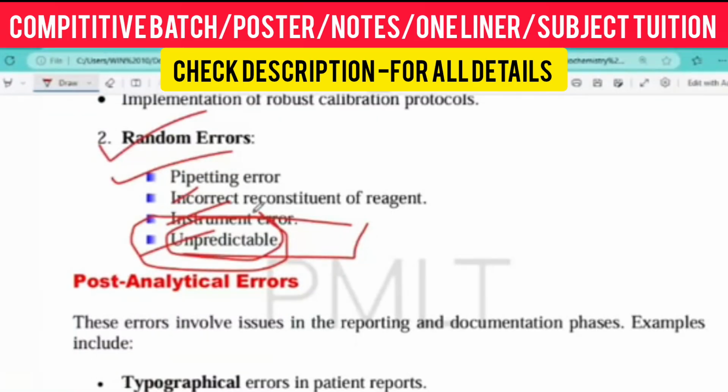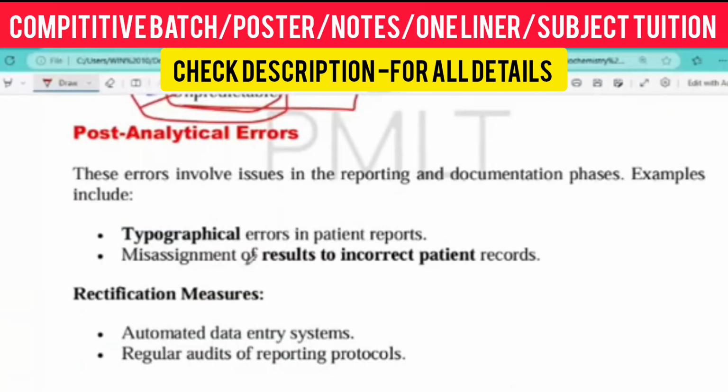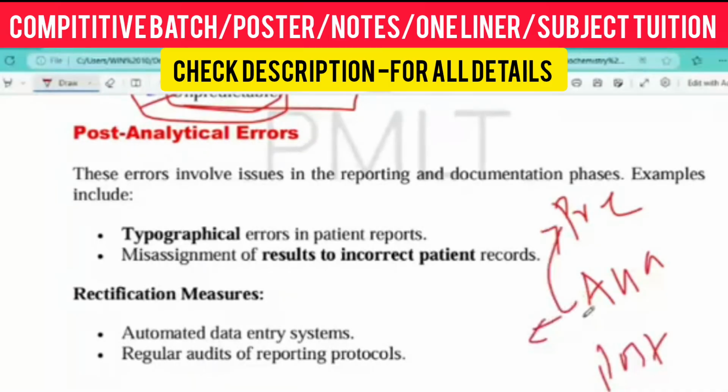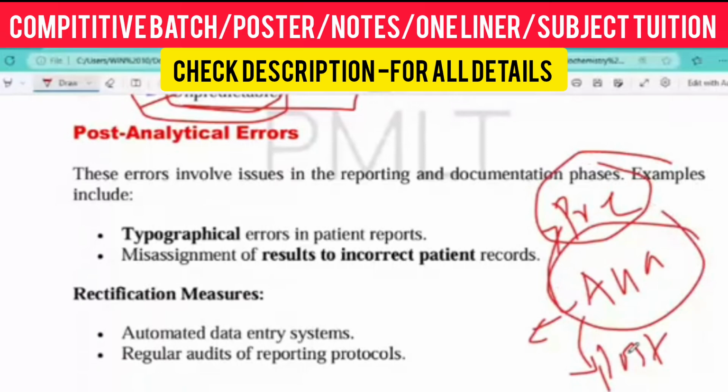Okay, see, now we are understanding the post-analytical error. What is post-analytical error? I have already told you, pre means before the test, then the analytical, after that post-analytical, right? Pre-analytical means before the test, analytical means during the test, post-analytical means after the test. Pre-analytical error means which kinds of problems occur before the test. Analytical means which problems might occur during the test, and post-analytical means which problems might occur after the test. Getting my point? Now I am discussing the post-analytical.